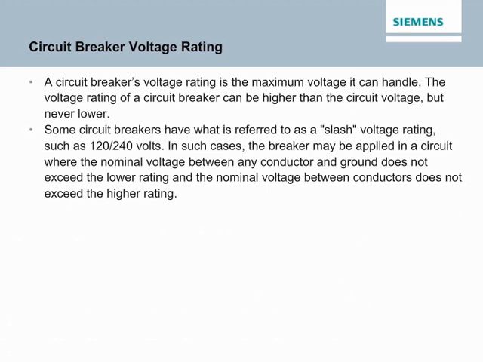The voltage rating is a function of the circuit breaker's ability to suppress the internal arc that occurs when the circuit breaker's contacts open. Some circuit breakers have what is referred to as a slash voltage rating, such as 120/240 volts. In such cases, the breaker may be applied in a circuit where the nominal voltage between any conductor and ground does not exceed the lower rating and the nominal voltage between conductors does not exceed the higher rating.